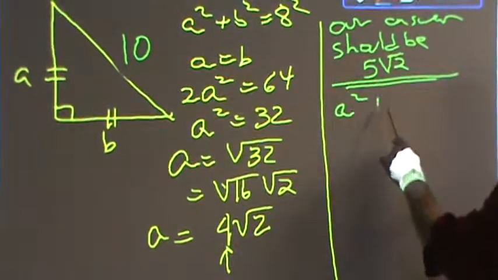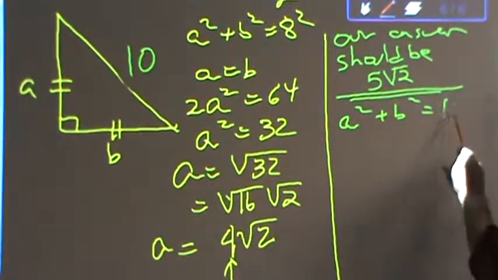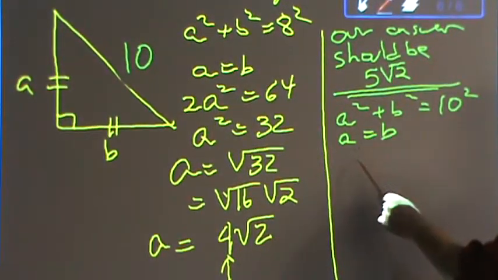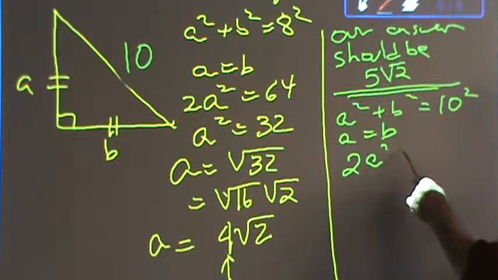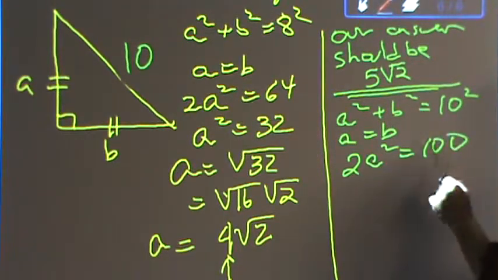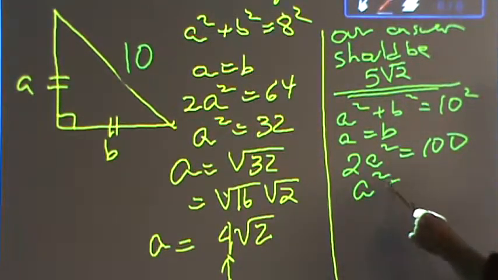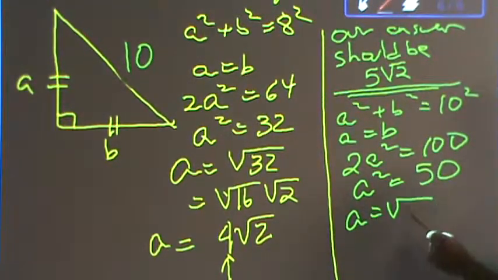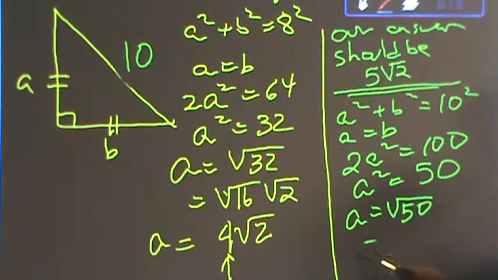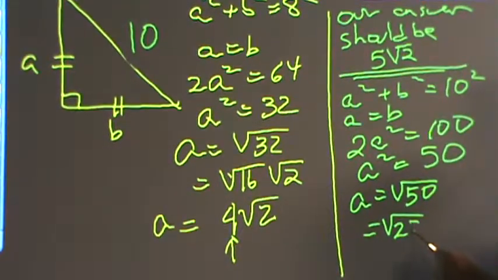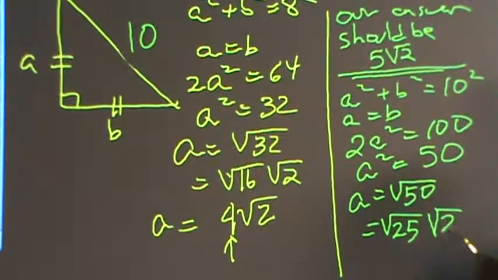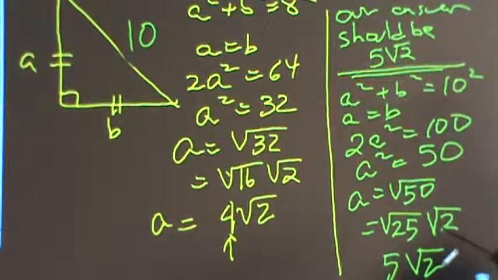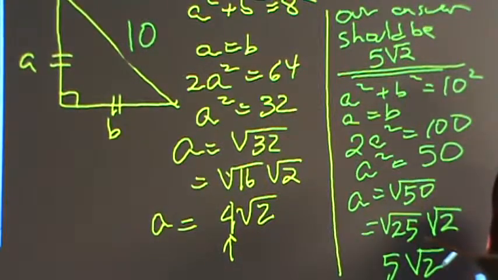A squared plus B squared equals 10 squared. A equals B, so 2A squared is equal to 100. A squared is equal to 50. A is equal to square root of 50, meaning square root of 25 times square root of 2, which is 5 square root of 2. Guys, have fun with the 45-45-90 degree triangle.